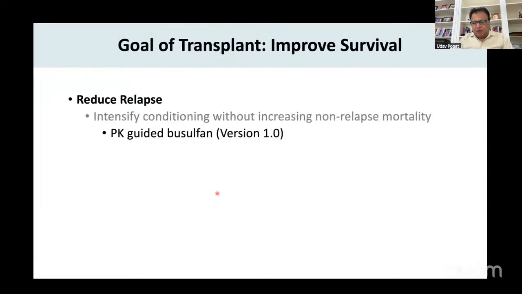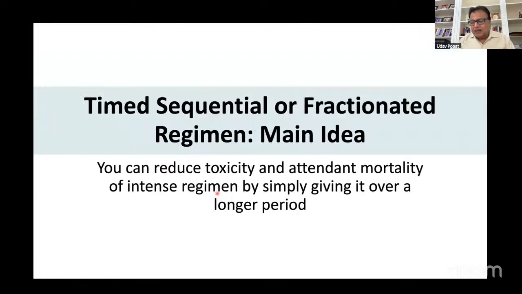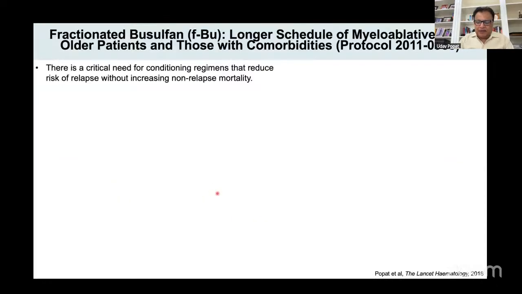So next step was what else can you do? So this is the second principle that we came across or we discovered. And here is that you can reduce the toxicity and mortality of intense regimen by simply giving it over a longer period. Because there is a critical need for developing a conditioning regimen that reduces the risk of relapse without increasing non-relapse mortality.